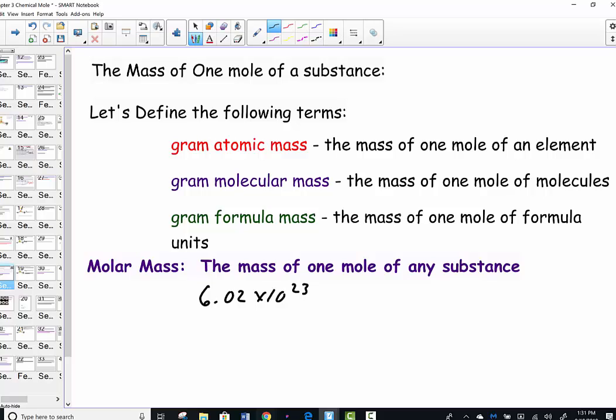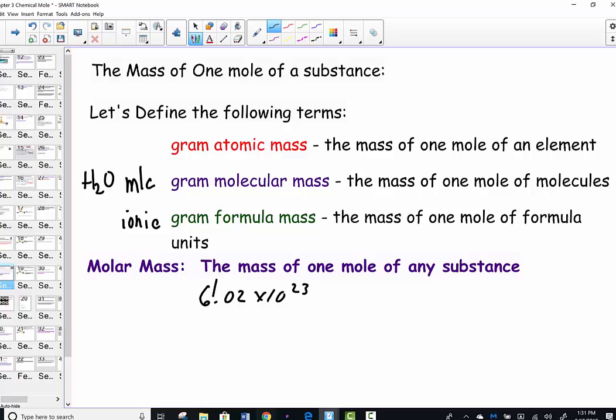Sometimes I'm weighing not just elements, but compounds. And we know compounds come in two different flavors: they can be molecular, or they can be ionic. By definition, one mole of molecular compounds is equivalent to saying 6.02 times 10 to the 23rd molecules. If I wanted to know how much I would weigh out to get a whole mole of water molecules?